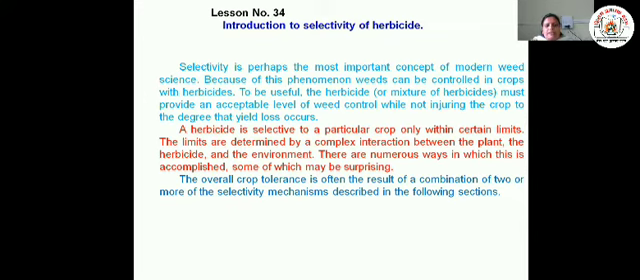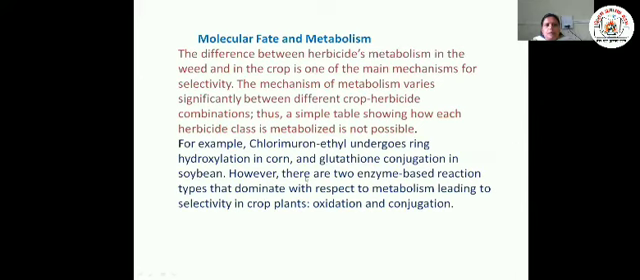Herbicide selectivity to a particular crop is only within certain limits, and the limit is determined by the complex interaction between the plant, herbicide, and the environment. This selectivity is affected by these factors. Molecular fate and metabolism: the difference between herbicide metabolism in the weed and in the crop is one of the main mechanisms for selectivity.